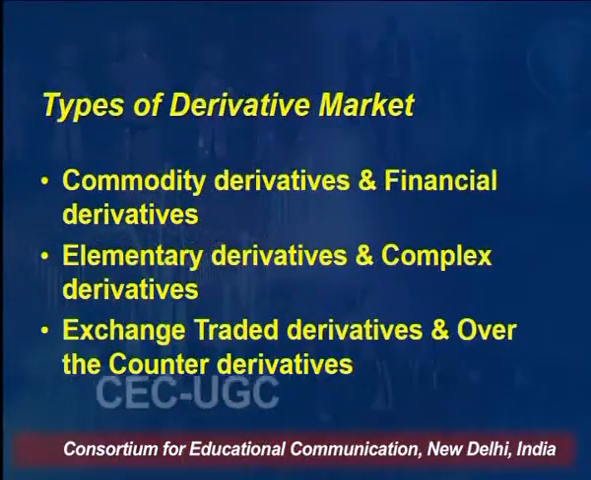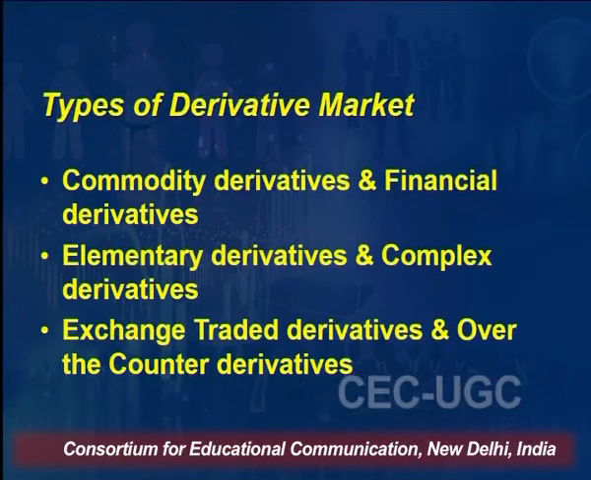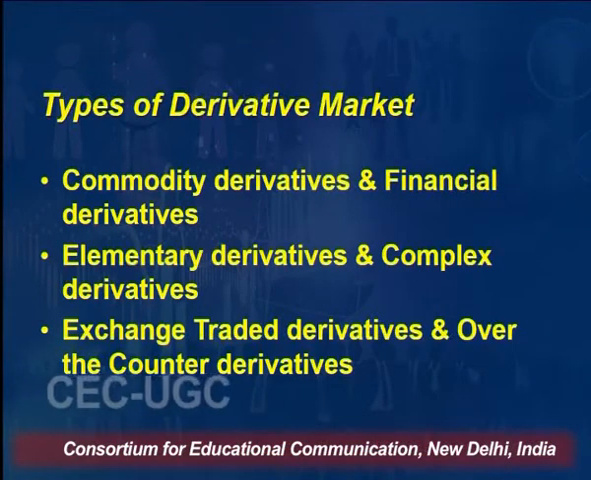Now, after talking of the characteristics of derivatives, let me talk of the types of derivative markets, which I had hinted at when I started talking about the meaning of derivatives. Commodity derivatives and financial derivatives, elementary derivatives and complex derivatives, exchange traded derivatives and over-the-counter derivatives. These are the three broad categories of derivatives that are prevalent in India. Let me talk about each one of them very briefly.